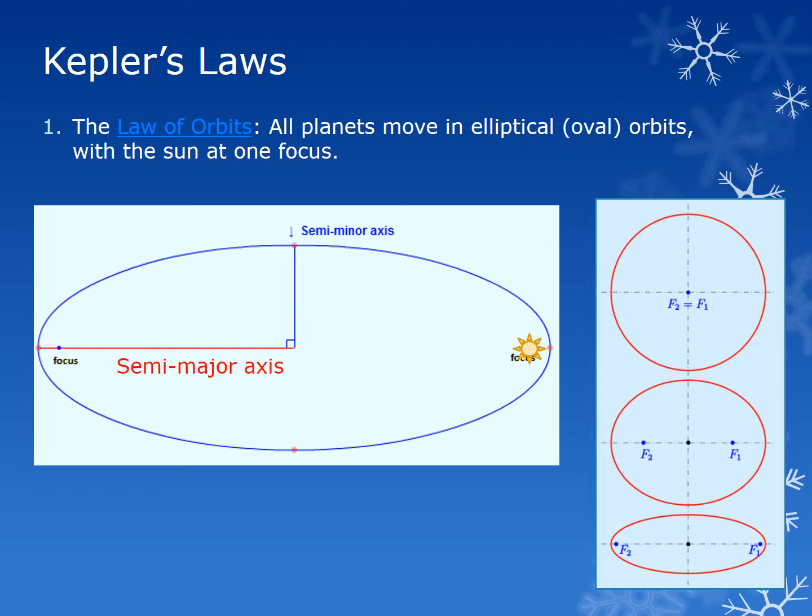So all planets move in elliptical orbits rather than perfectly circular ones. And the sun is at one of those focuses. This is also true of any other object in our solar system. So this also counts for moons or planets. Moons tend to be a little bit more circular in orbit than planets. This also counts for comets circling the sun.